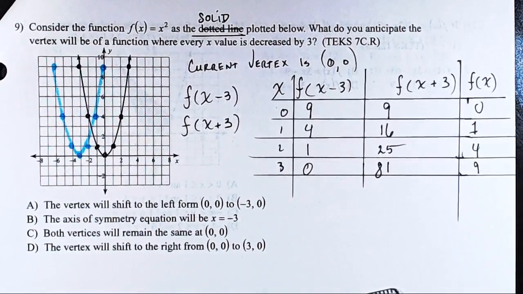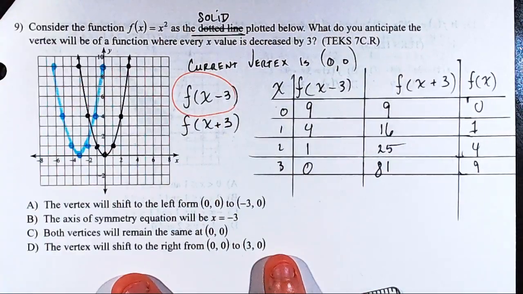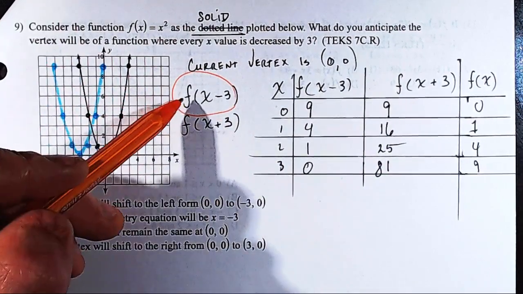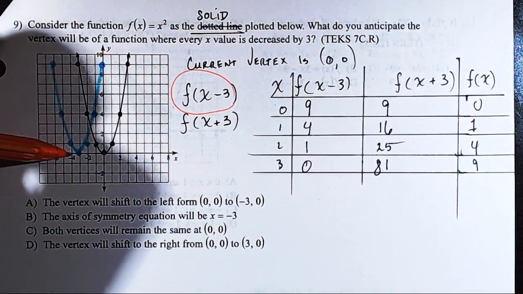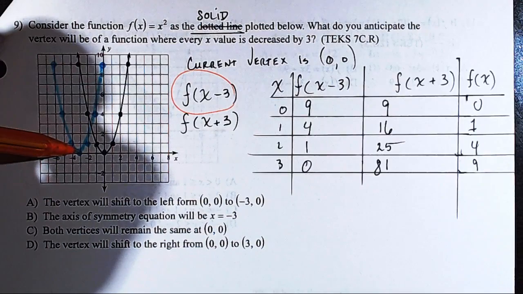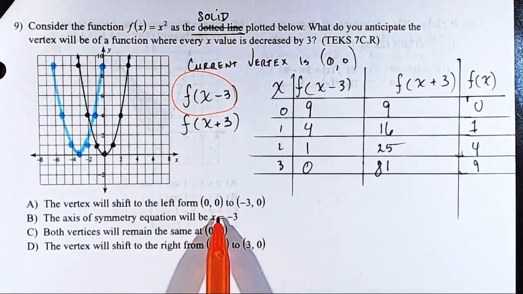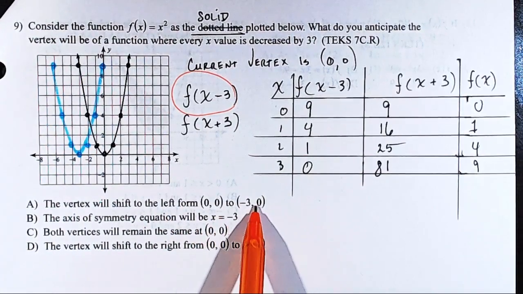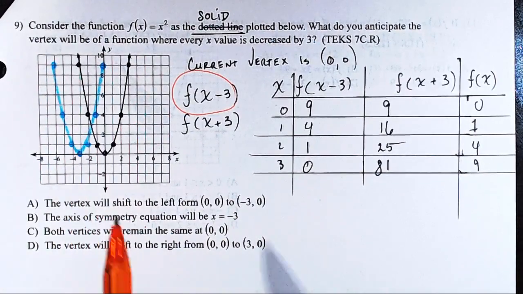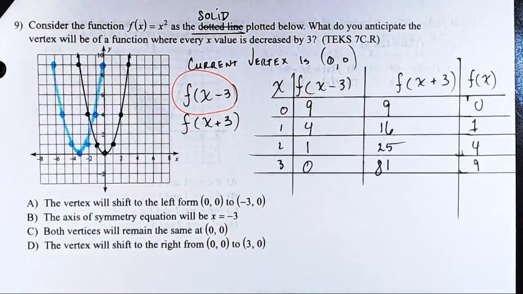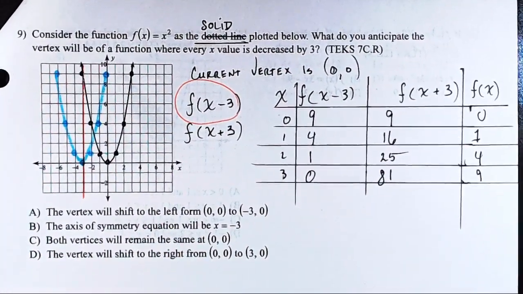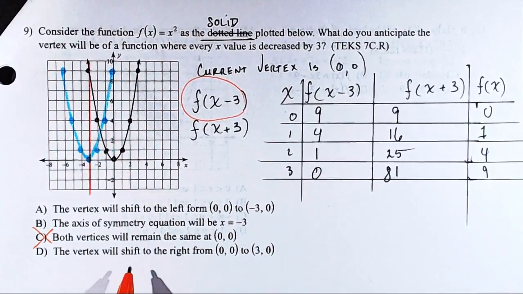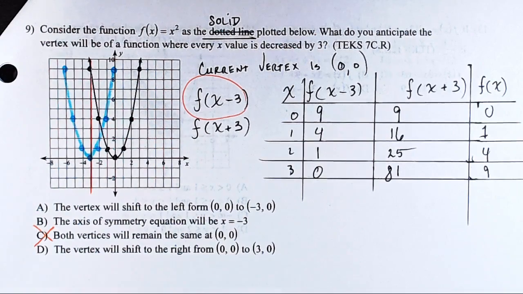Okay, so what is the vertex of a function where every x value is decreased by 3? I don't know. Let's see. The vertex of the function where every x value is decreased by 3 would be, the vertex will shift to the left from 0, 0 to negative 3, 0. That certainly appears to be what it did. The axis of symmetry will be x equals negative 3. Okay, here it looks like the axis of symmetry is indeed at negative 3. Both vertices will remain the same. No, that's obviously wrong. Or the vertex will shift to the right from 0, 0 to 3, 0.